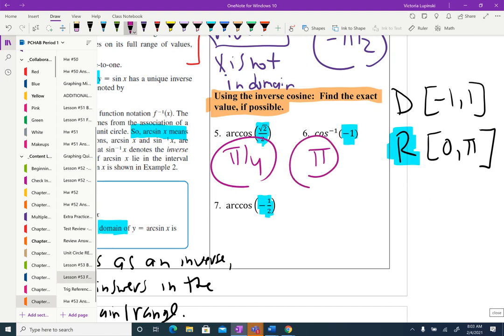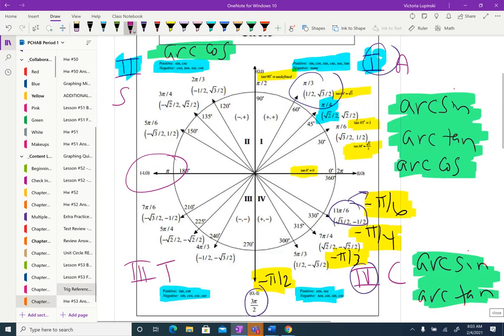And then arc cosine of -1/2. So again, you're looking only in quadrant 1 and 2. You're looking for a cosine of -1/2. That's an x value. So that means that your answer has to be 2π/3.